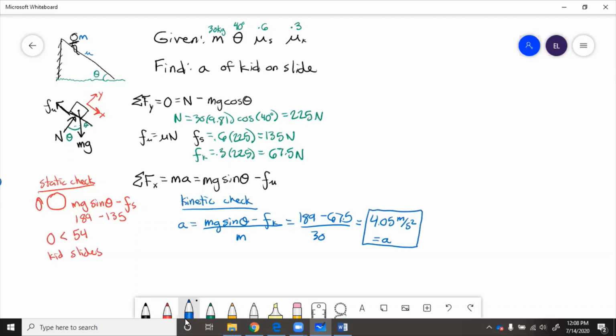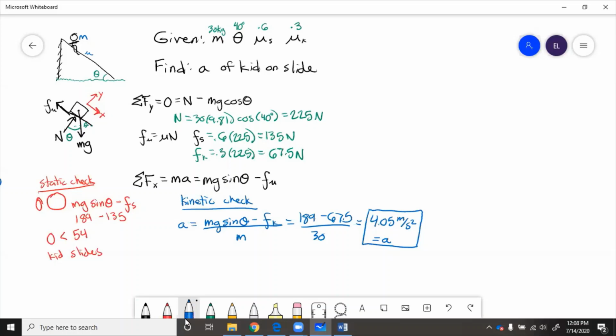So to solve the problem, first we drew the free body diagram with all the forces. Then we assigned a coordinate frame. Third, we wrote down the force equations, the y direction, x direction, found values. Then we checked static to see if the kid slid. He did slide, so we did a kinetic check.